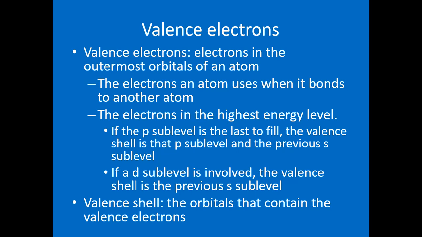So the valence electrons have the highest energy level, so they have the highest coefficient. It's usually the last orbitals you fill in, but if you fill in the p sublevel, and that's the last to fill, the valence shell includes that p sublevel and the previous s sublevel. If you fill in a d sublevel, the valence shell is the previous s sublevel.